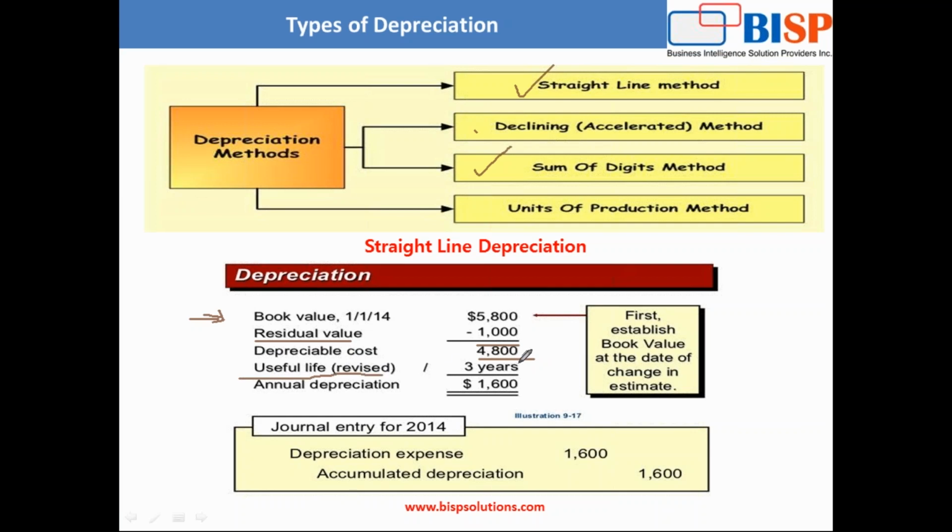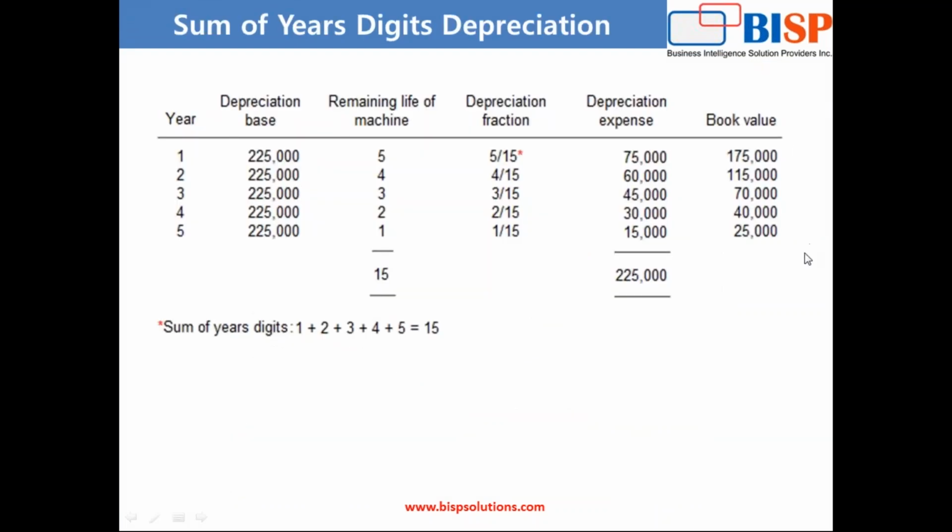That is the useful life. So 4,800 divided by 3 becomes 1,600. So year over year, my office machinery or equipment would depreciate by 1,600. And how is this recorded in your journal entry? You put debit as 1,600, credit as accumulated depreciation. This is how the entry is made in your journal.